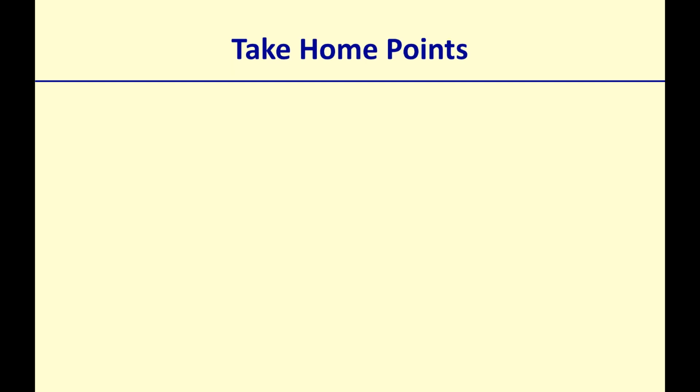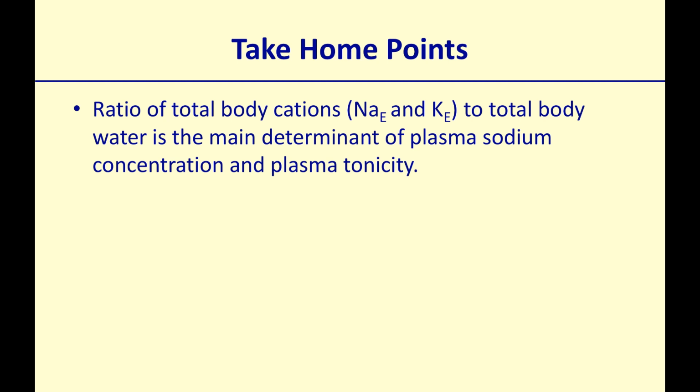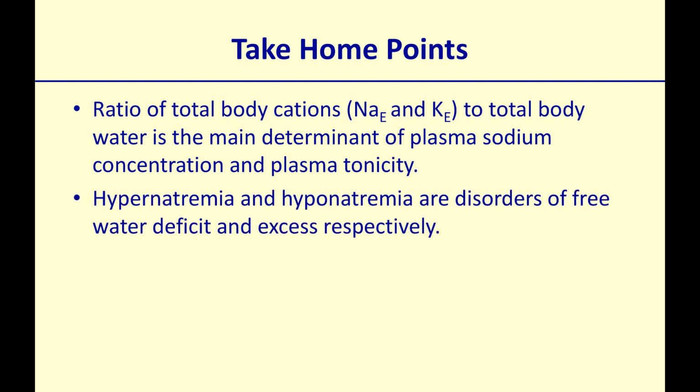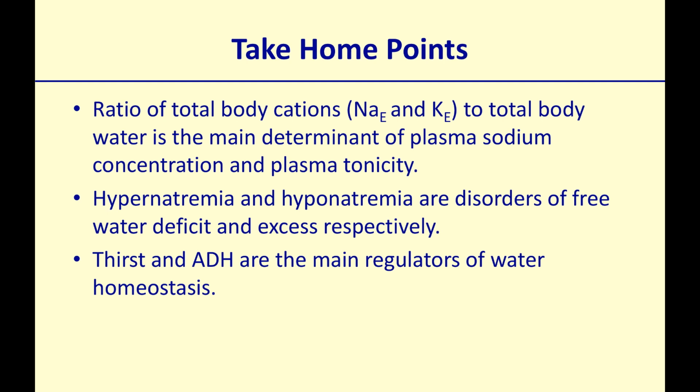So the take-home points are that the ratio of total body cations, sodium and potassium, to total body water is the main determinant of plasma sodium concentration and plasma tonicity. Hypernatremia and hyponatremia are disorders of free water deficit and excess, respectively. And thirst and ADH are the main regulators of water homeostasis.